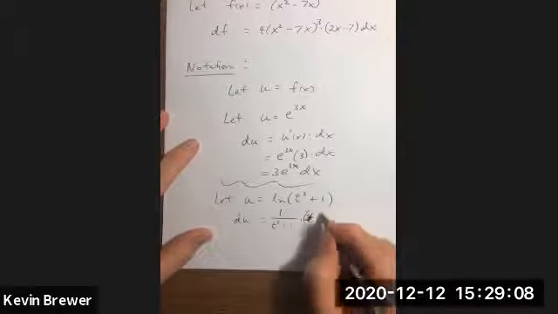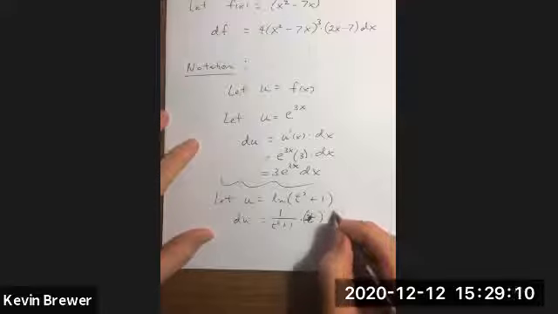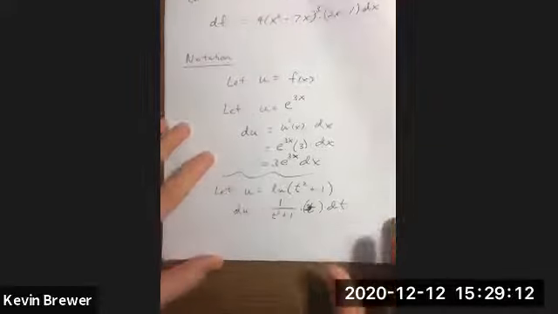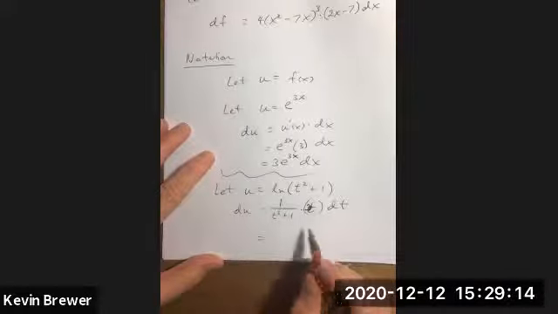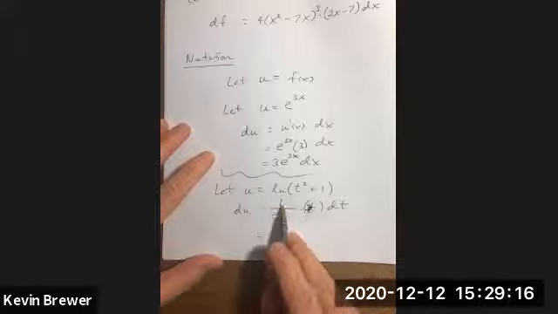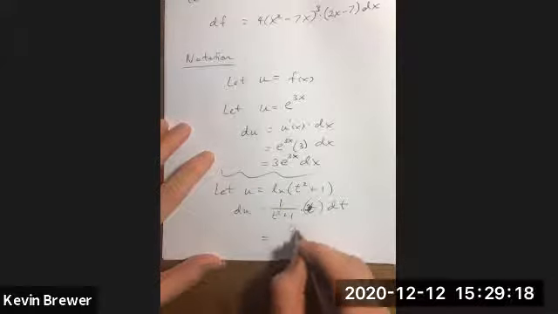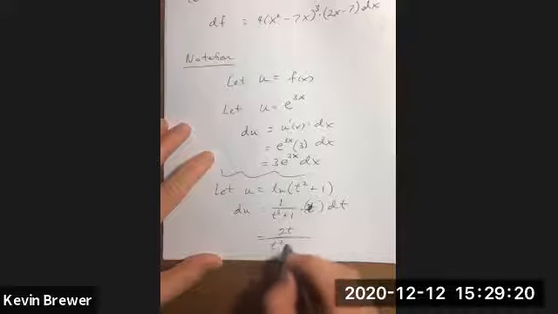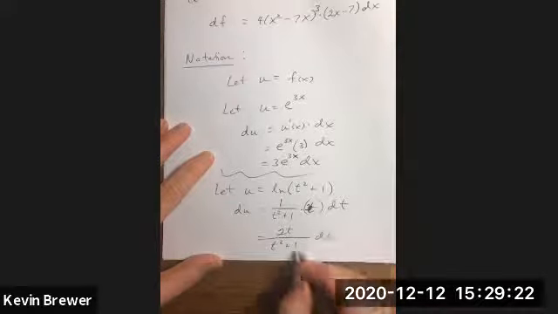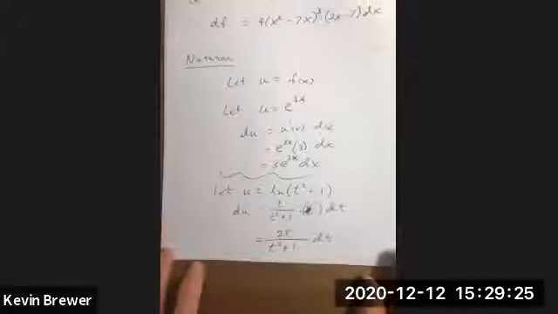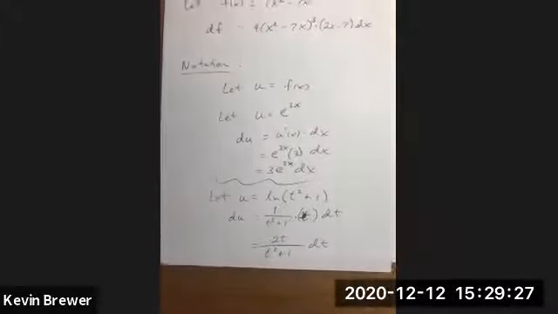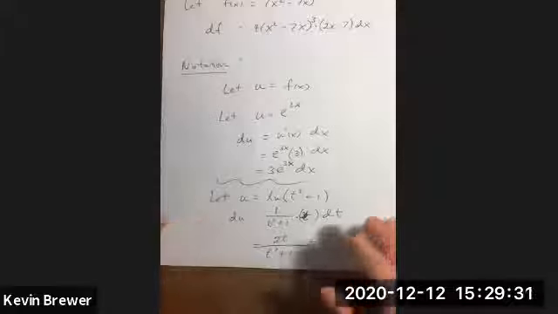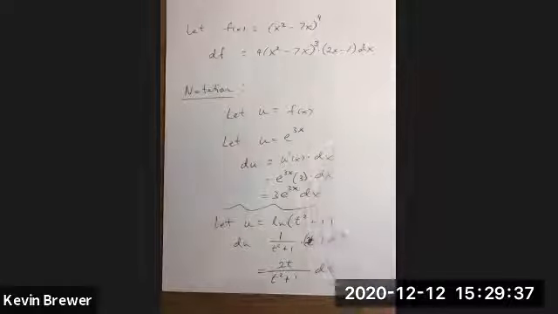So times dt. Let me clean this up just so the answer is clear. This says 2t here, and I can put it up here in the numerator. So this is 2t over t squared plus 1 dt. All right, we will come back in the second part of the lecture in section 5.6 and start applying these differentials to certain integration problems.